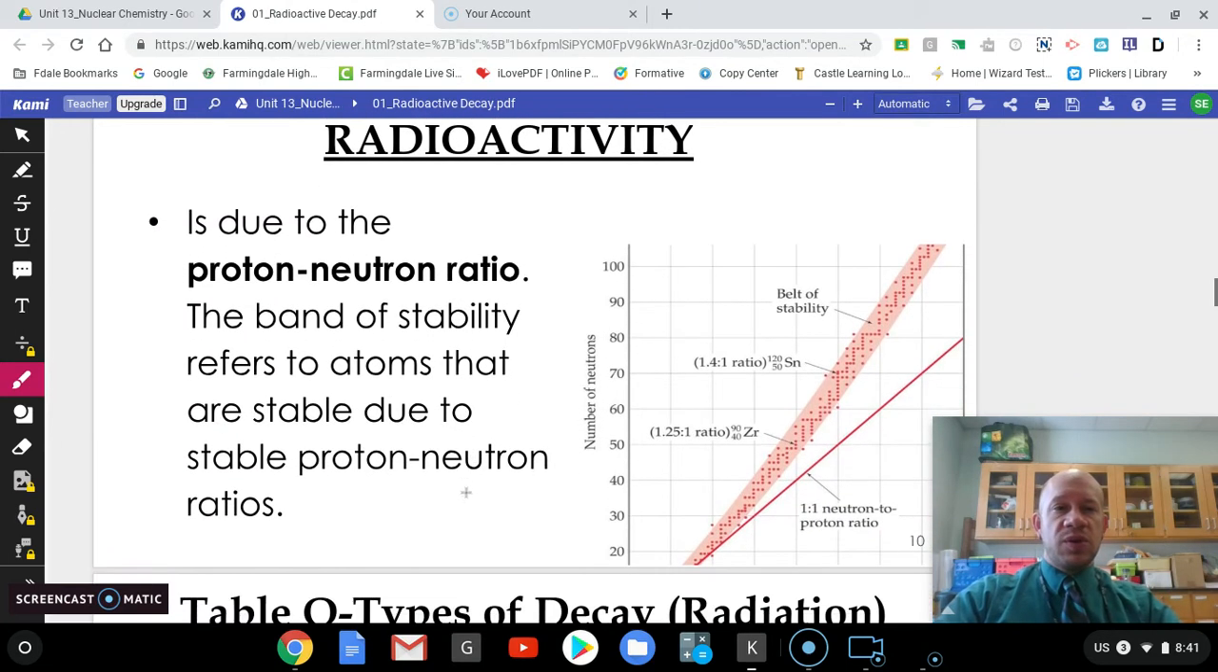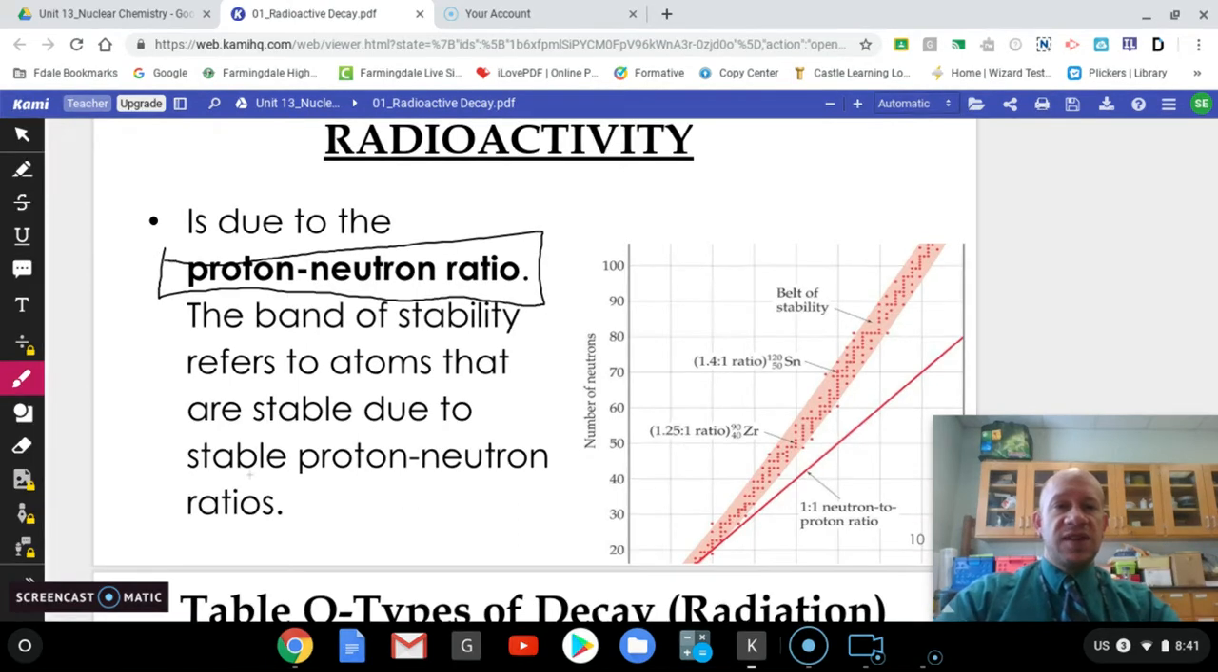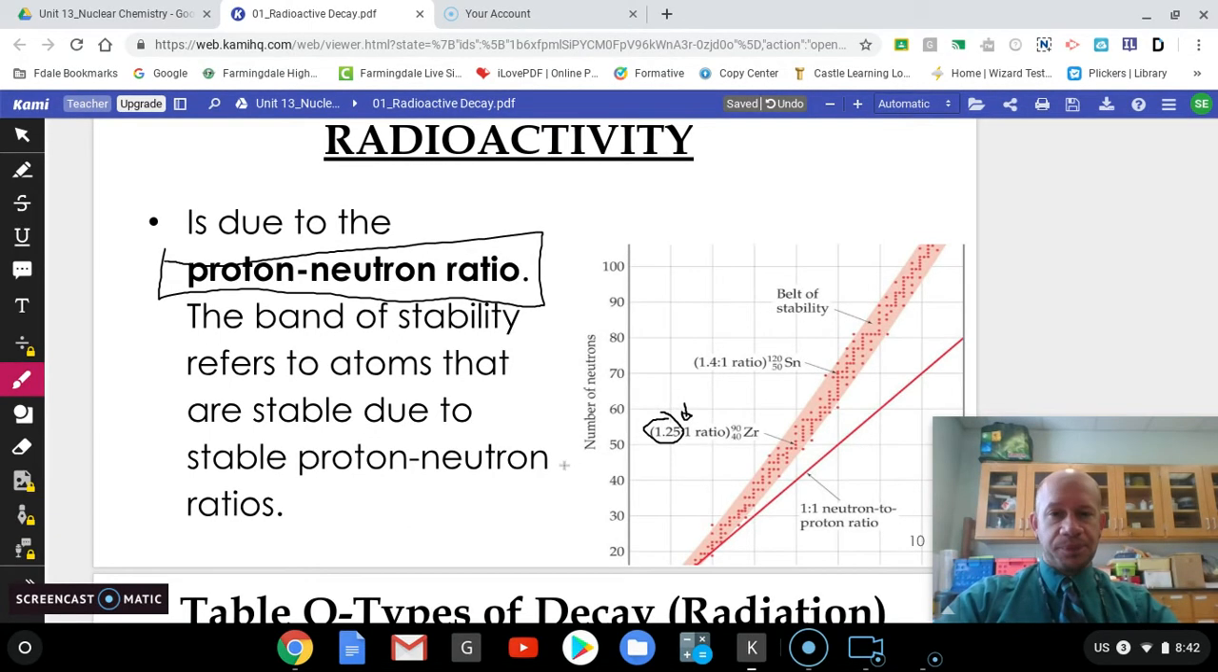Radioactivity is due to the proton-neutron ratio. This band of stability refers to the atoms that are stable due to a stable proton-neutron ratio. And this ratio is not 1-to-1. This is a 1-to-1 proton-to-neutron ratio. And we see that our atoms are stable within a band that is slightly higher, where they have a little bit more neutrons compared to the protons.